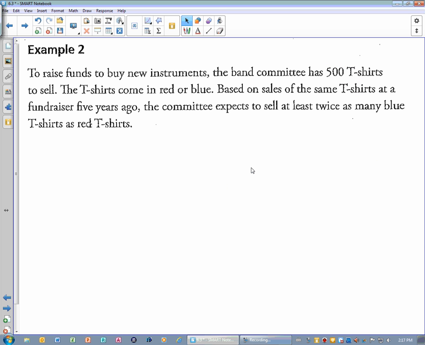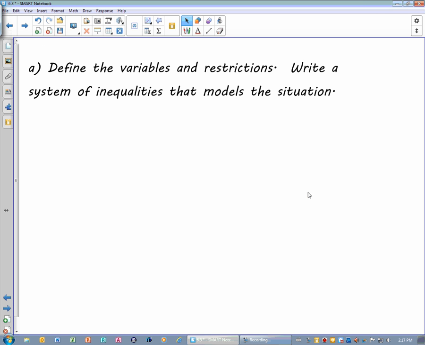Okay, moving on to example number 2. It says to raise funds to buy new instruments, the band committee has 500 t-shirts to sell. The t-shirts come in red or blue, and based on sales of the same t-shirts at a fundraiser 5 years ago, the committee expects to sell at least twice as many blue as red t-shirts. Okay, so it says first of all to define the variables and restrictions and write a system of inequalities that models the situation. So we have to assign x and y.